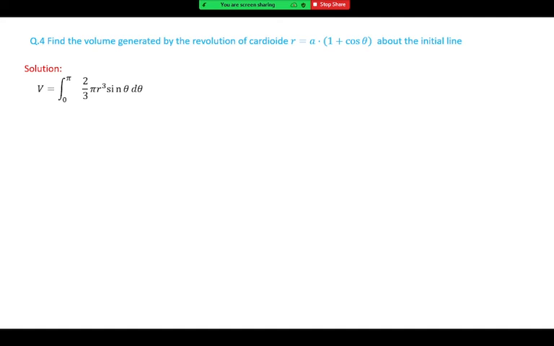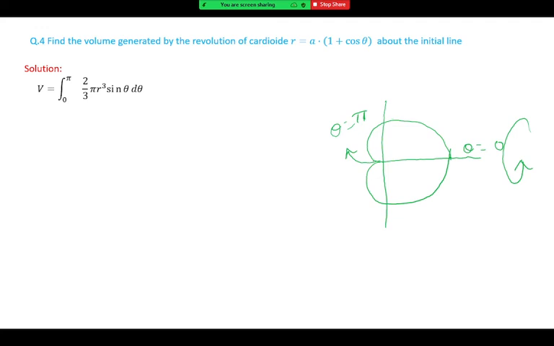Now, is the limit correct? 0 to pi? Yes, sir. 2 times? Why 2 times? Think, this is the right hand cardioid. This is theta equal to 0, and this point is theta equal to pi. Whatever solid we generate from 0 to pi only, that same solid is given from pi to 2 pi. So there is no need of 2 times there. Is that clear? This part only is enough to rotate. So 0 to pi is the correct limit. The value of r we have to replace from here.